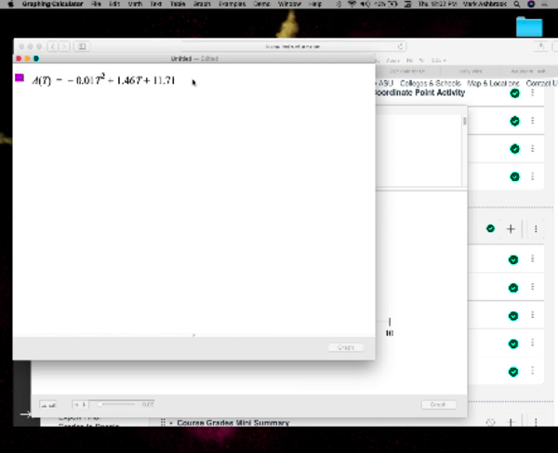Okay, so here's the function, right? That's the function that you guys were working with. And what was the meaning of this function? So can you state in words what the meaning of this function is? Explain it.